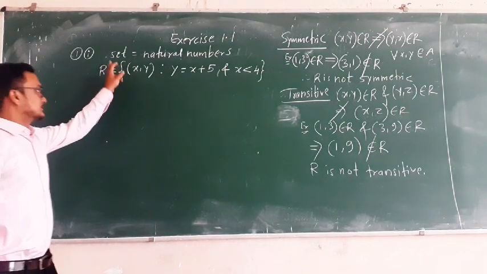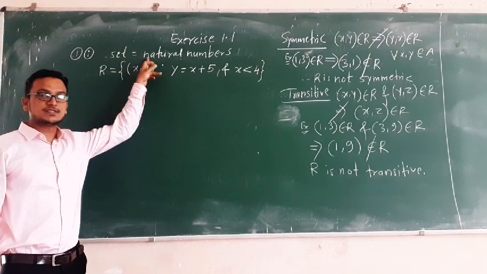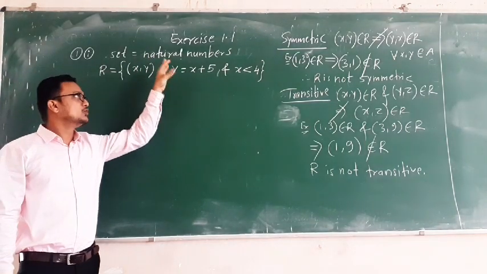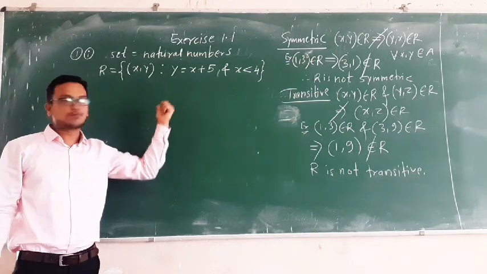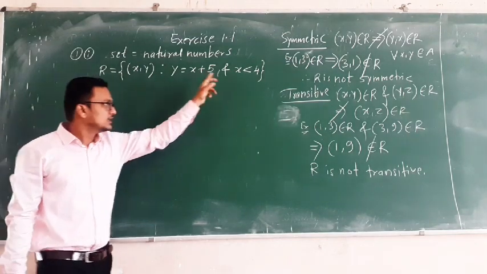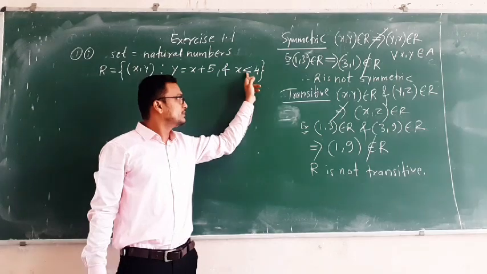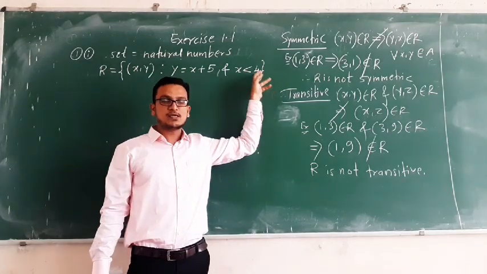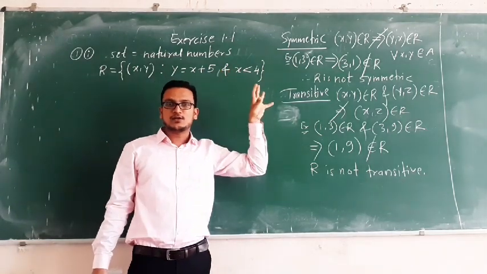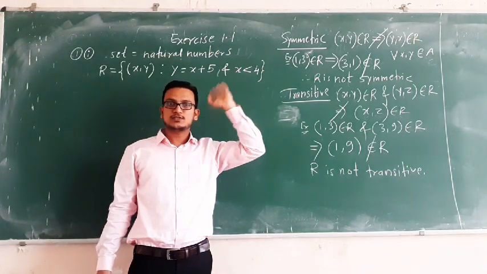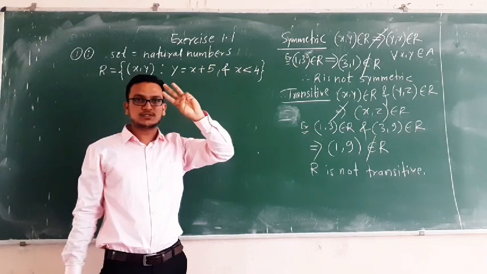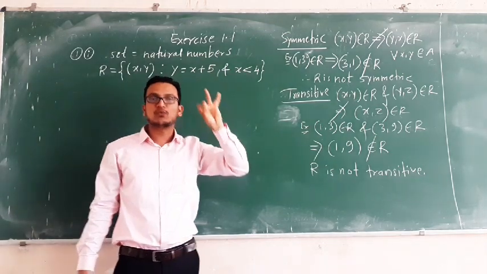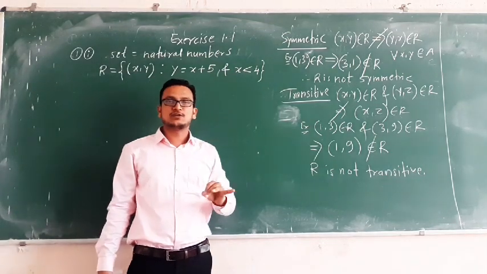If you just see the set, it is a set of natural numbers, so you would say it is an infinite set. Then we should not form the roster form of this relation. But here they have put one condition: x should be less than 4. It is a set of natural numbers which starts with 1, 2, and so on. And here x is less than 4, meaning x has only 3 values: 1, 2, and 3, which is countable. Therefore, it is a finite set.